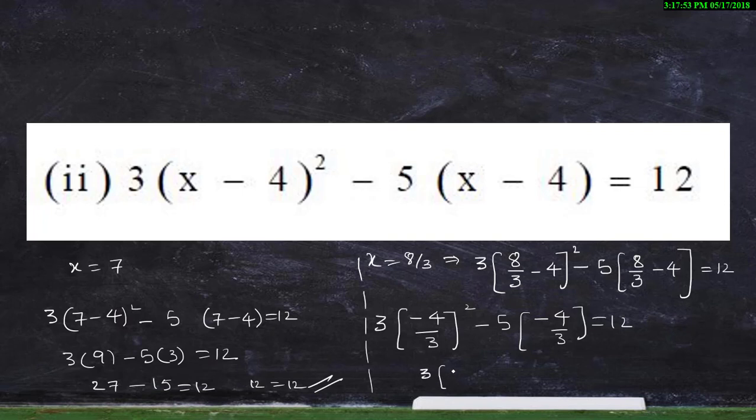So it will become 3 into 16 by 9, plus 20 by 3. So the 3 cancels: 16 by 3 plus 20 by 3. 16 plus 20 by 3. 36 by 3, that is equal to 12. So 12 and 12, we got. Hence, our answers are verified. So in this way, we can do this problem.